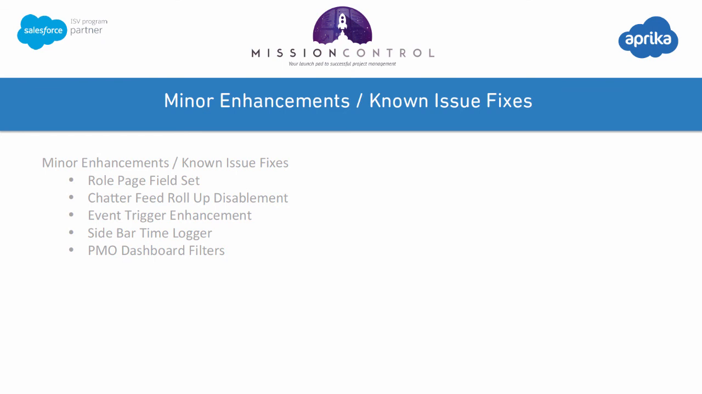And finally, the PMO dashboard filters have been changed. One of the filters has been removed from the PMO dashboard logic that was removing projects with a status of complete. Now, a project will only be removed from the PMO dashboard when the archived field is set to true, or if the display on the PMO dashboard field is set to false.